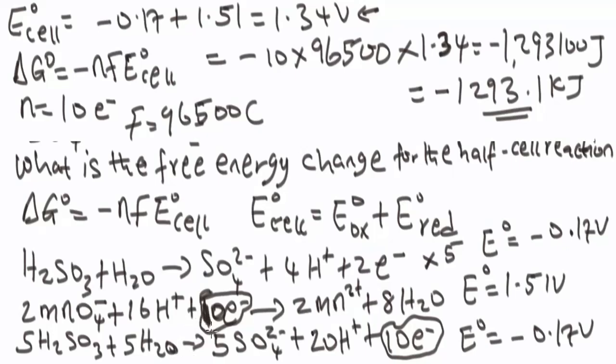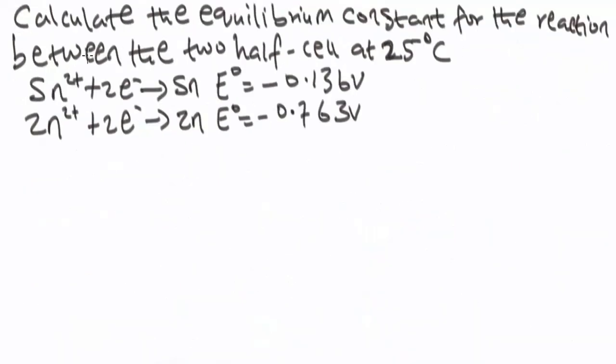Okay, let's wipe this now and look at the relationship between cell potential and equilibrium constant before we call it a class. Okay, so let's look at this question. Calculate the equilibrium constant for the reaction between the two half cells at 25 degrees Celsius. So we have the two half cells with this.